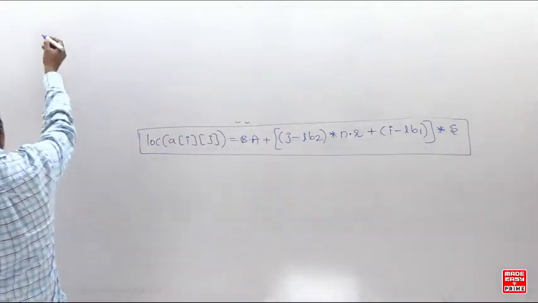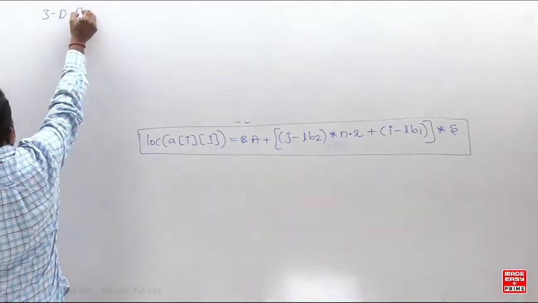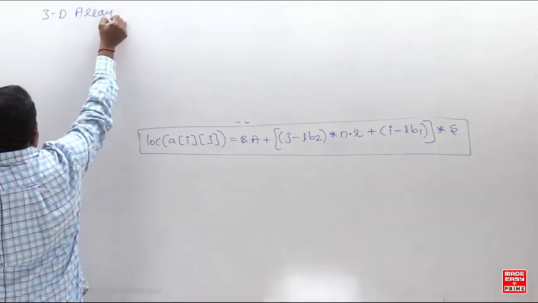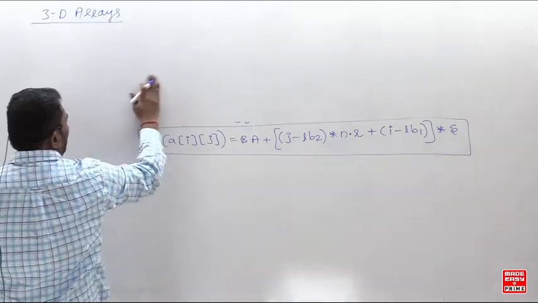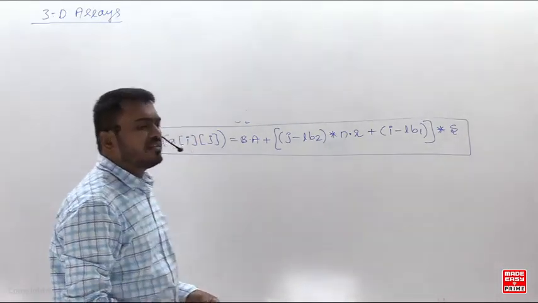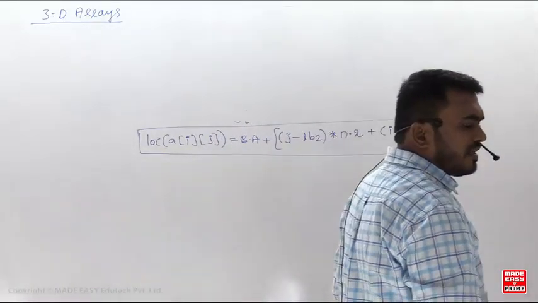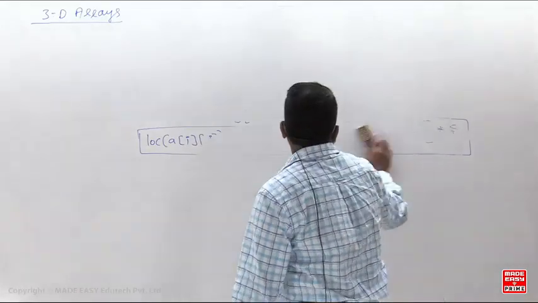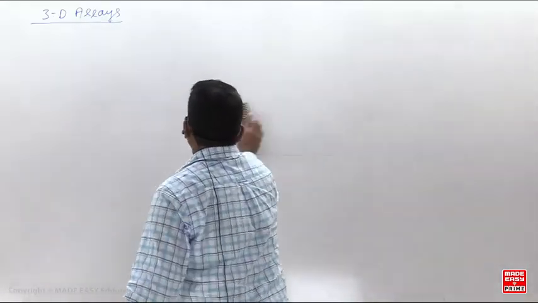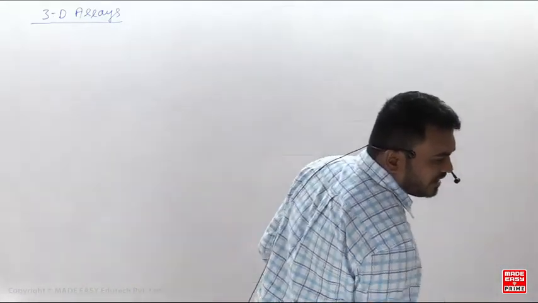Okay, next, let's move on to 3D arrays. In 3D arrays, it is very easy. You can directly write the formula. No need to understand, the same thing is extended to 3D arrays. We'll take up one simple example and directly write the formulas. Note down, keep the heading 3D arrays. Only one example, directly you can write the formula.